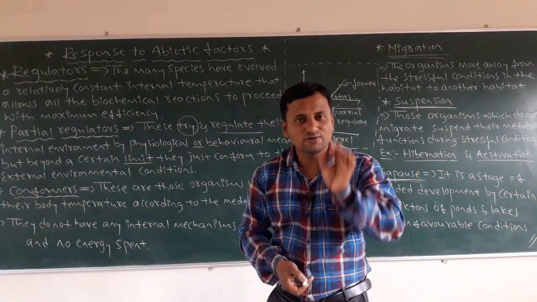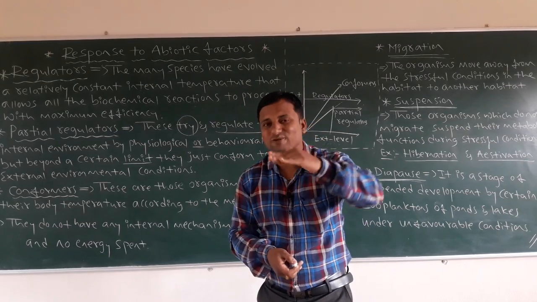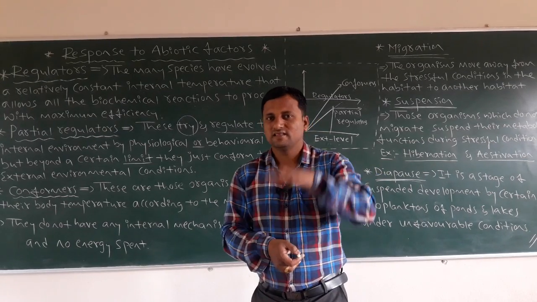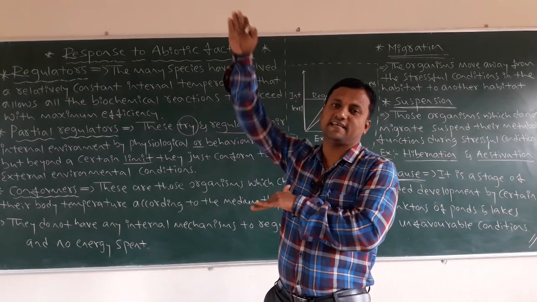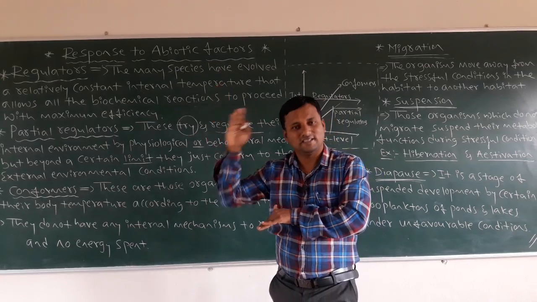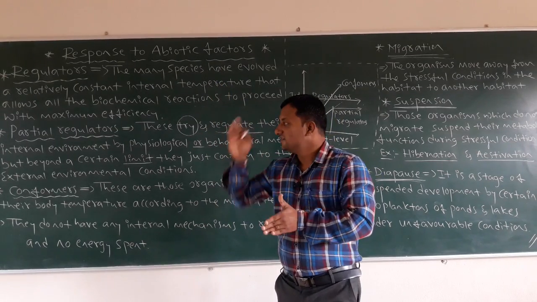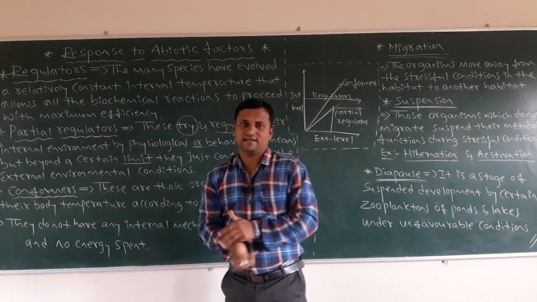If you want to understand partial regulators, they must have one limit. Within that limit, they give the response. If the limit is exceeded, then they do not give the response. That's why, dear students, those types of organisms we call partial regulators.